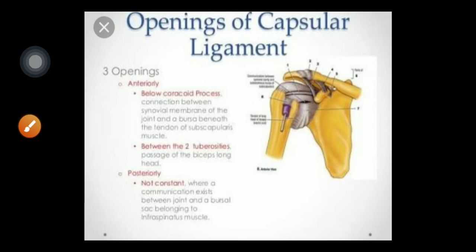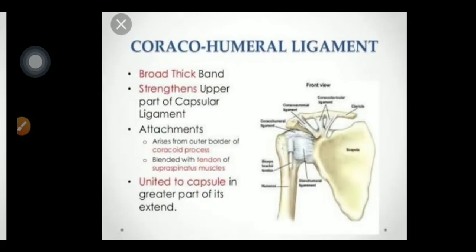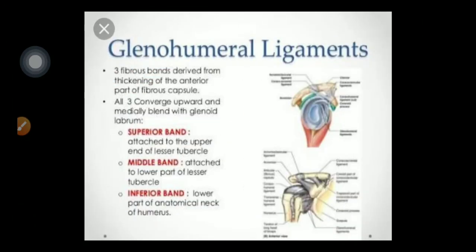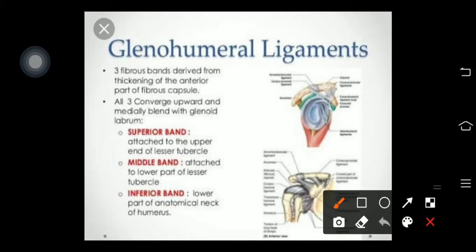Now, the next ligament we are going to discuss is the glenohumeral ligament. From the name itself we can say the attachment. It is in the anterior aspect of the glenoid capsule, and it has three fibrous bands. These bands are divided into superior band, middle band and inferior band.